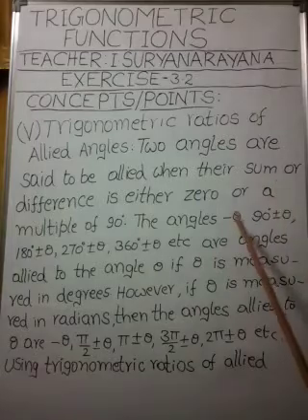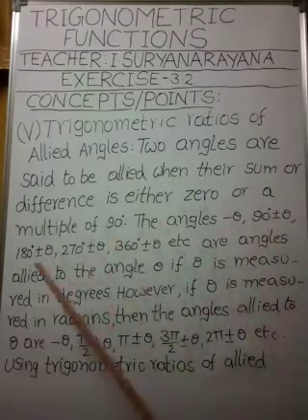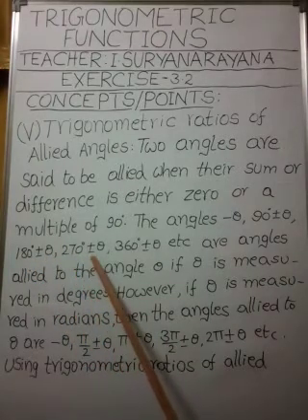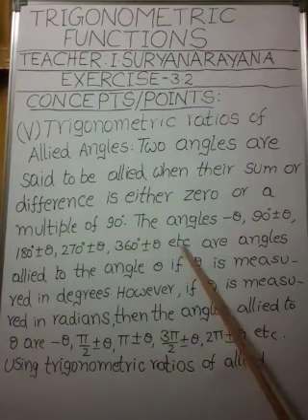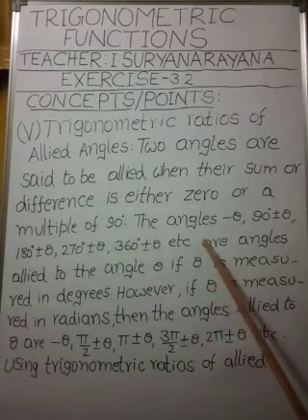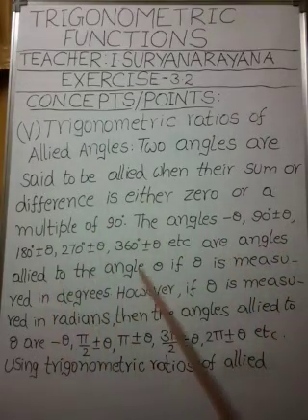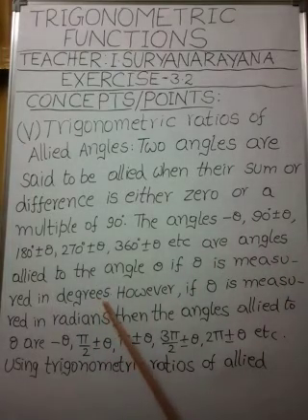These angles minus theta, 90 degrees plus or minus theta, 180 degrees plus or minus theta, 270 degrees plus or minus theta, 360 degrees plus or minus theta, and so on, are all said to be allied to the angle theta if theta is measured in degrees.